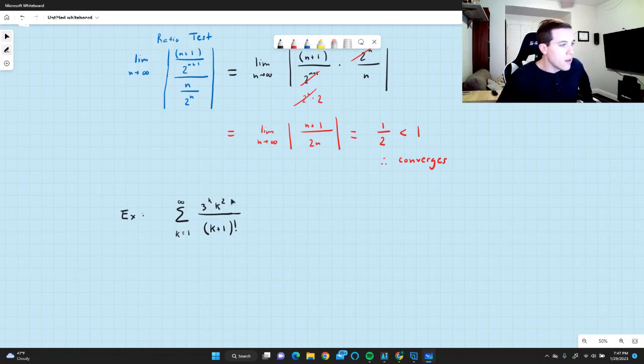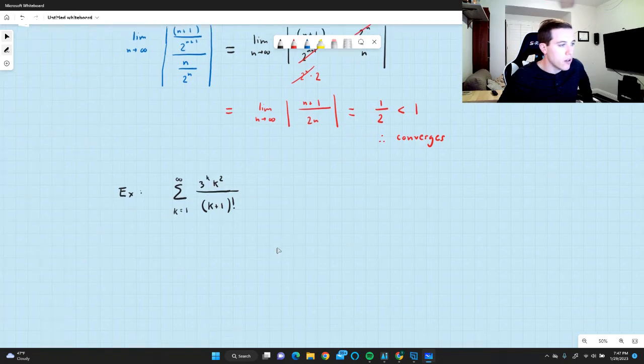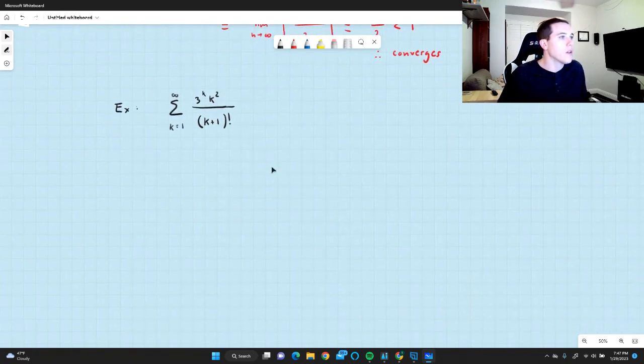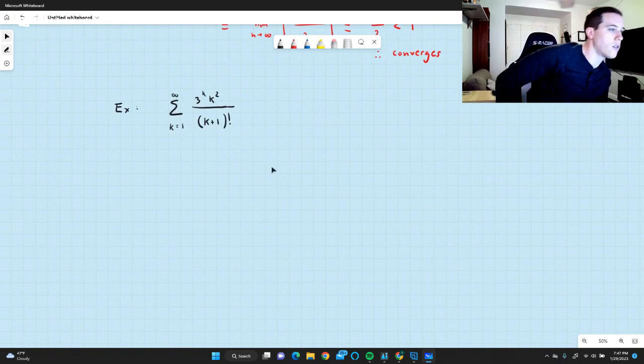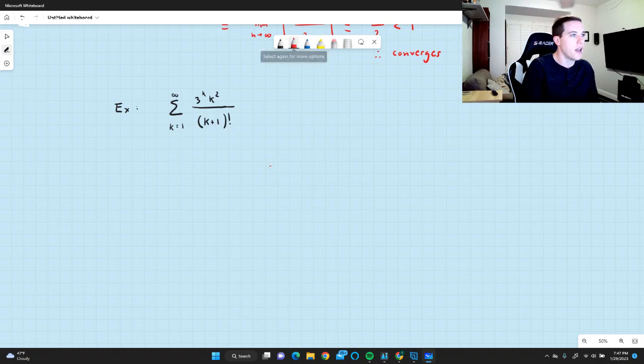Look at the growth rate in the top. The growth rate's not 3 to the k or k squared. It's 3 to the k times k squared. It's not a plus. So we don't really have a way to talk about combinations of growth rates. We can only compare singular growth rates. So this is a little different. So we are still going to use the ratio test, and see what happens when we do the math.